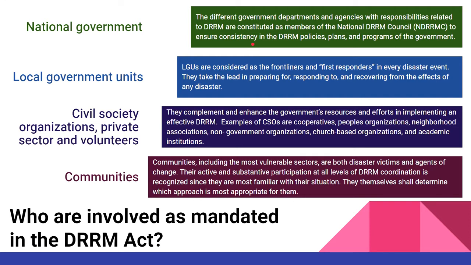For example, right now we are in the middle of the COVID pandemic. So, aside from NDRRMC, we also have the IATF. That's another council created at the national government level with the inclusion of local government units that would help in this type of disaster. So these are the different groups that are involved as mandated by the DRRM Act of 2010.